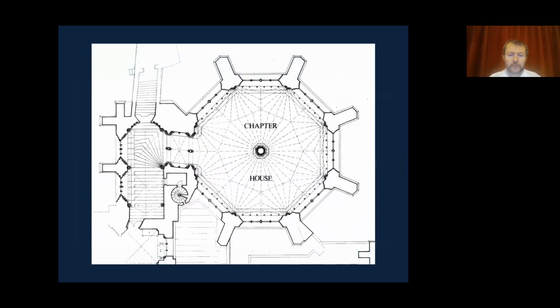Right, here we are back at Wells. This is a close-up of the Wells chapter house. Now take a look at the vestibule that's between the staircase and the actual octagonal chapter house itself. As you can see, there's a skew there as well, and it is in fact the same number of degrees as what the whole chapter house at York is skewed by.